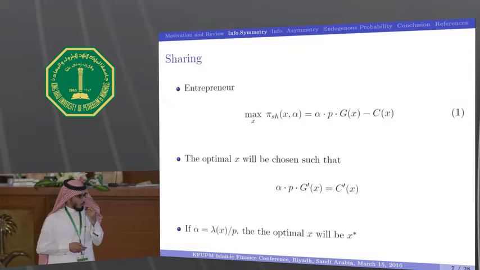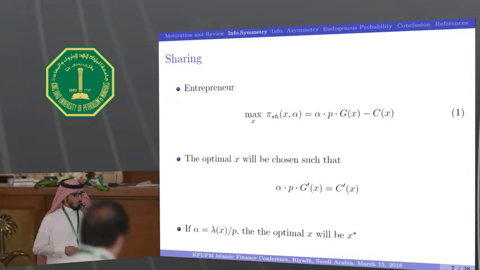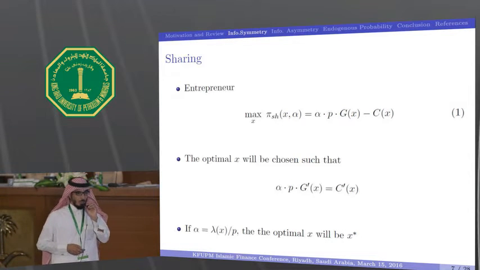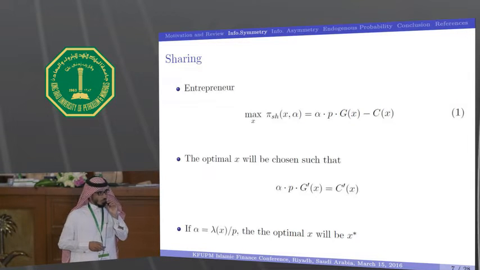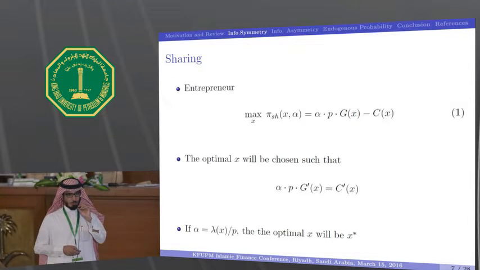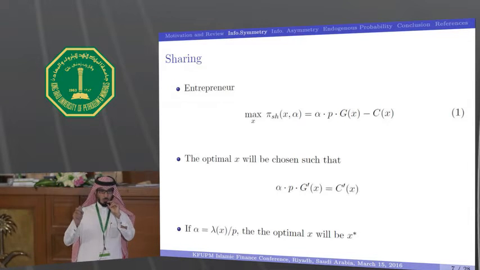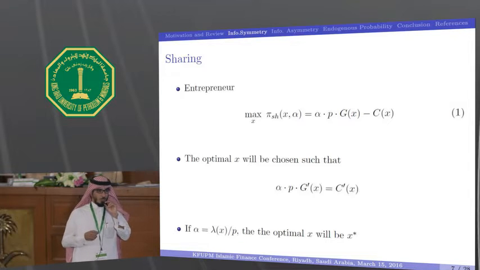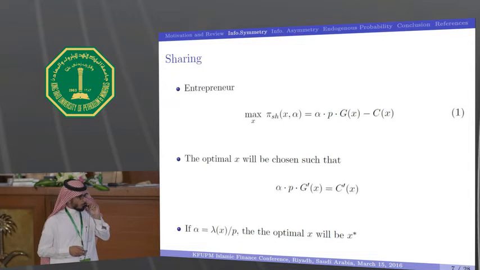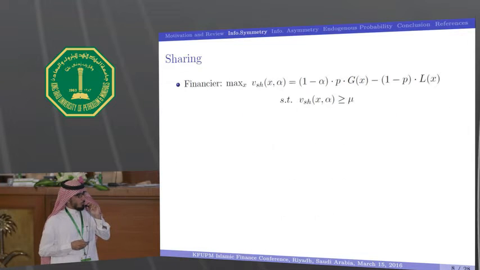If we set the sharing ratio at this level, then the optimal X will be exactly the one that the self-financed entrepreneur is exerting. So by choosing the right sharing rule, we could have the entrepreneur under sharing exert exactly the same level that he would if he's fully self-financed. This is the problem of the entrepreneur.